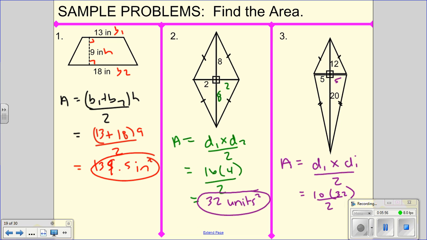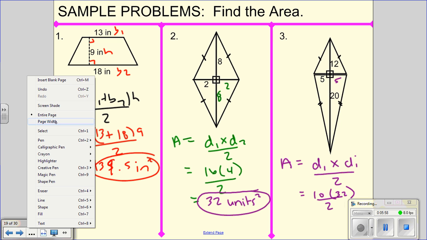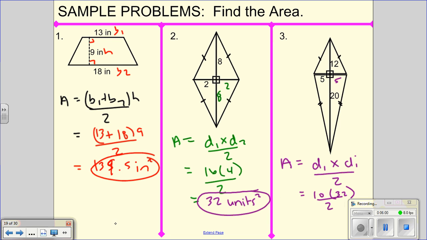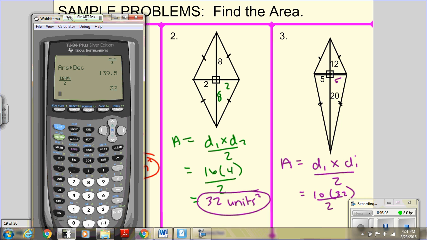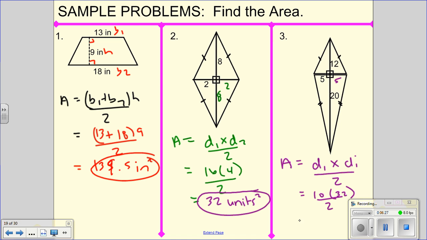And now we grab our calculator. 10 times 32 over 2 is 160. So it's 160 units squared.